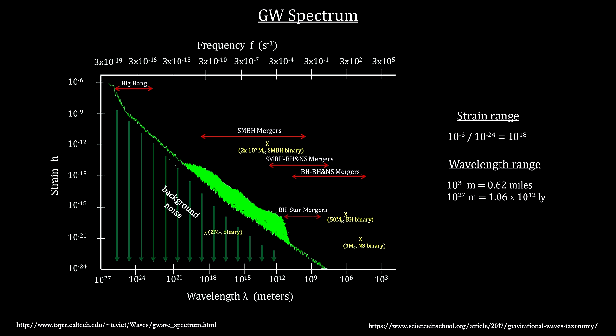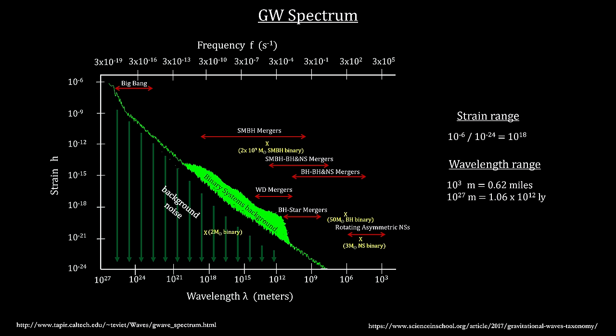Here's the range for stellar mass black hole mergers with stars. Here's the range for white dwarf mergers. These would only be detectable if they happen in our galaxy. And here's the range for rapidly spinning neutron stars with an uneven mass distribution. It's the angular acceleration of uneven mass components, such as a mountain on the surface, that produces the detectable gravitational waves.